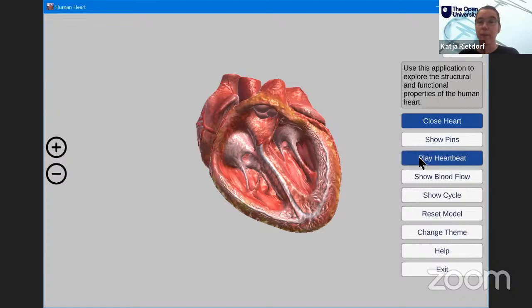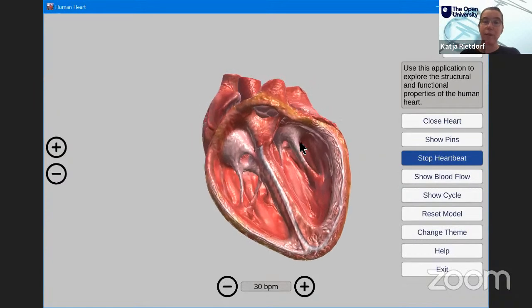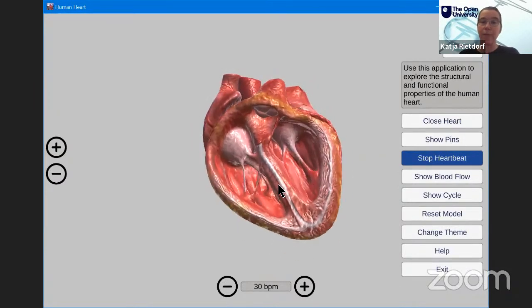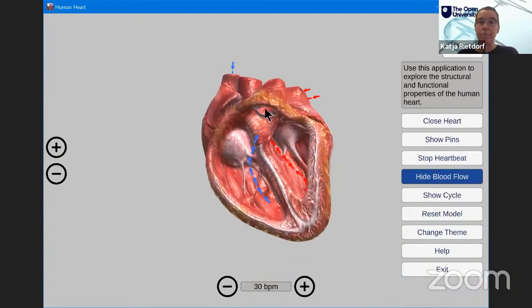What we can do with this app is play the heartbeat. So you can see the contractions of the heart, and the contractions start first in the atria, and then the ventricles connect. And we can show the blood flow.